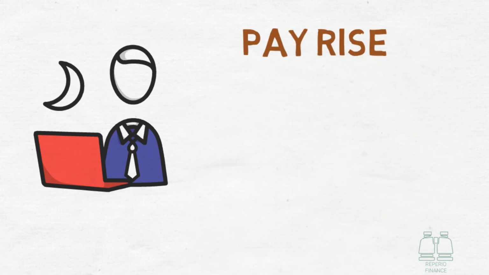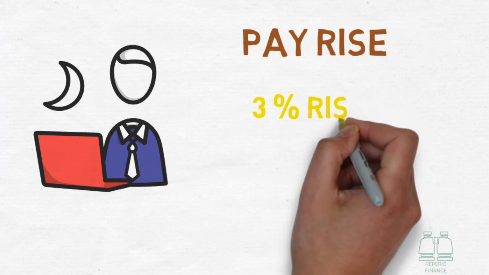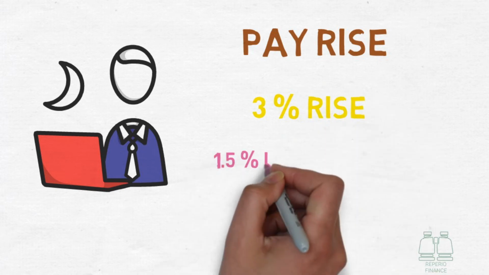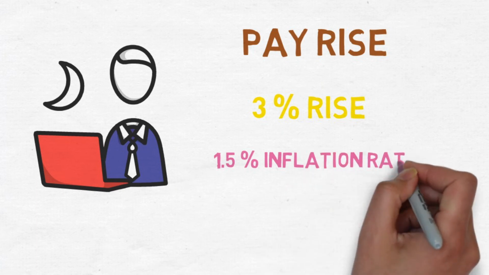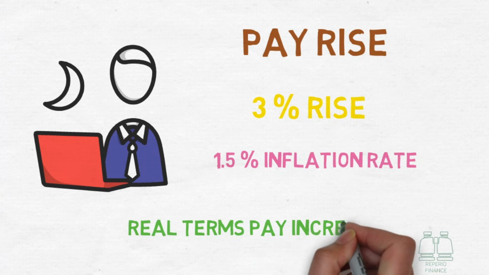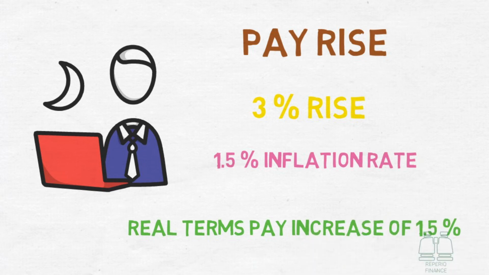If you are given a pay rise of 3% and annual inflation is currently 1.5%, we see that in what we call real terms, the pay increase is actually only 1.5%. This is because the value of your money is decreasing at 1.5% a year. We then calculate the difference between the pay rise and the rate of inflation, and that gives us the rate of pay increase in real terms.